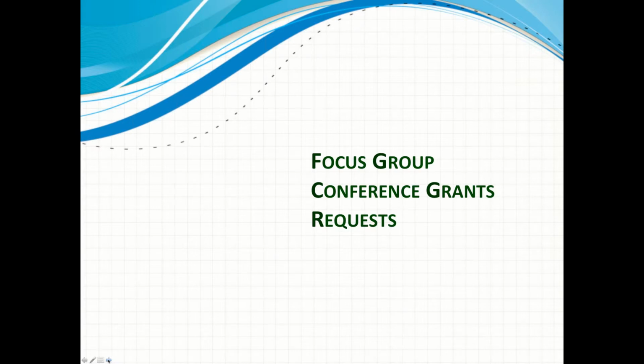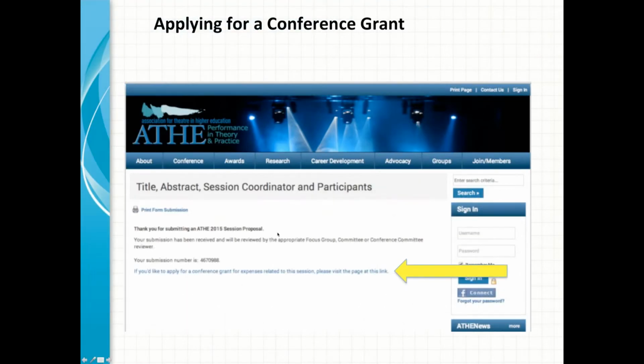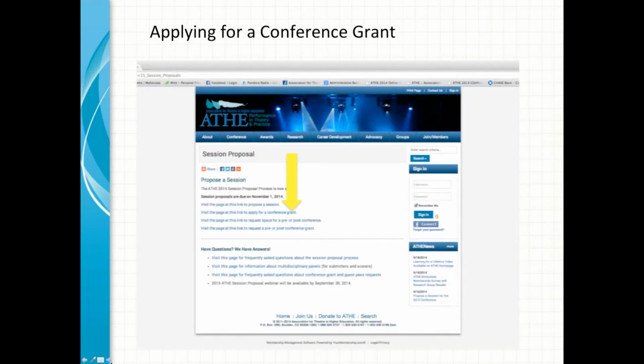So we're going to spend a little time talking about the conference grant requests. You can go ahead to the next slide here. Once you've submitted your session proposal, you'll notice that you can go directly to the conference grant request form. And you can go on to the next slide, Sean. But if you'd like, you can also access the grant application form on the Propose a Session page. It's the second link on the page, just under the session proposal link.